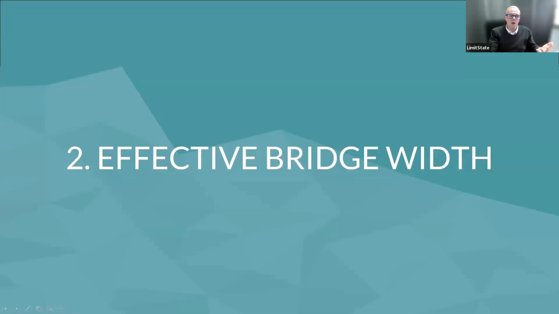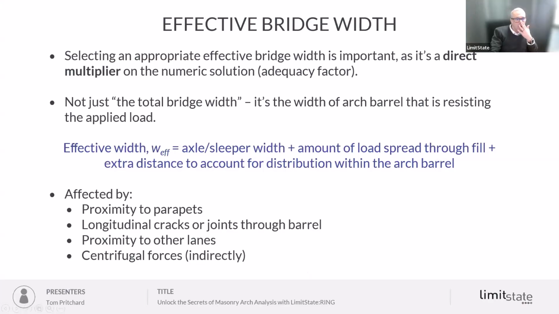So let's take a look at the effective bridge width. Selecting an appropriate effective bridge width is a really important thing because it acts as a direct multiplier of the numeric solution, or the adequacy factor. Some people tend to do this when they first come to the software: just putting in the total bridge width. It's actually a measure of the transverse width of the arch barrel that is resisting the applied load. So it's very important that we provide a proper and realistic value for this effective bridge width.